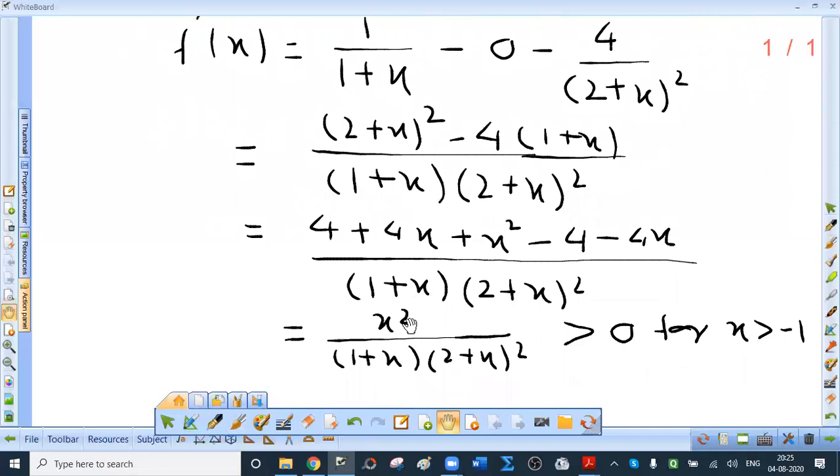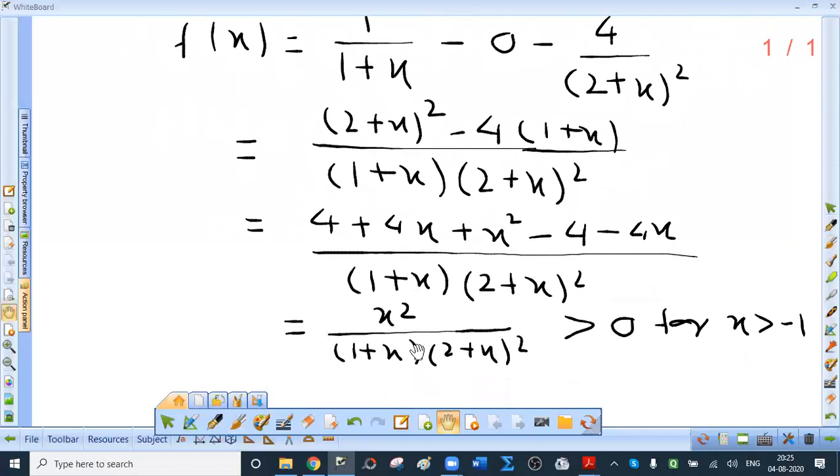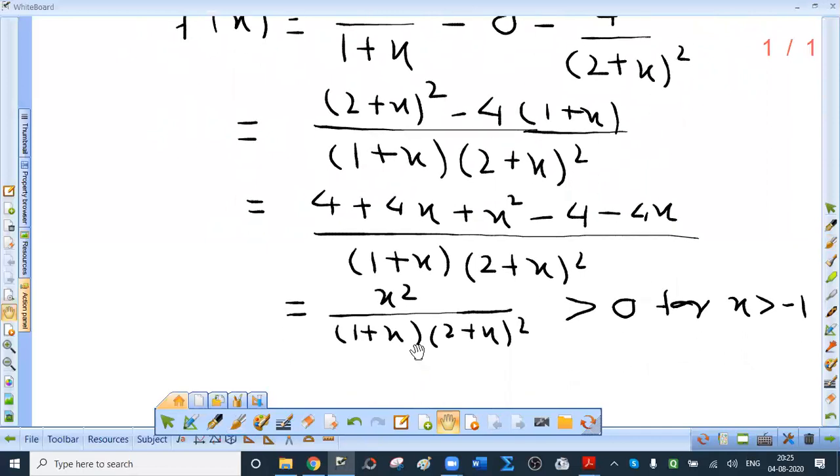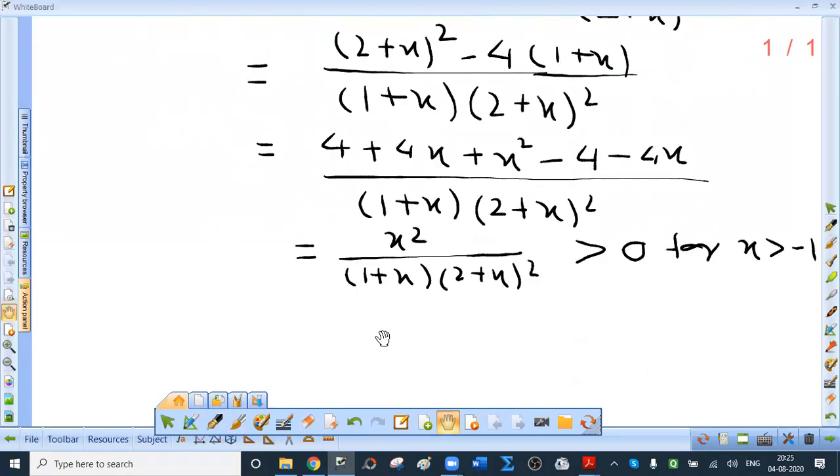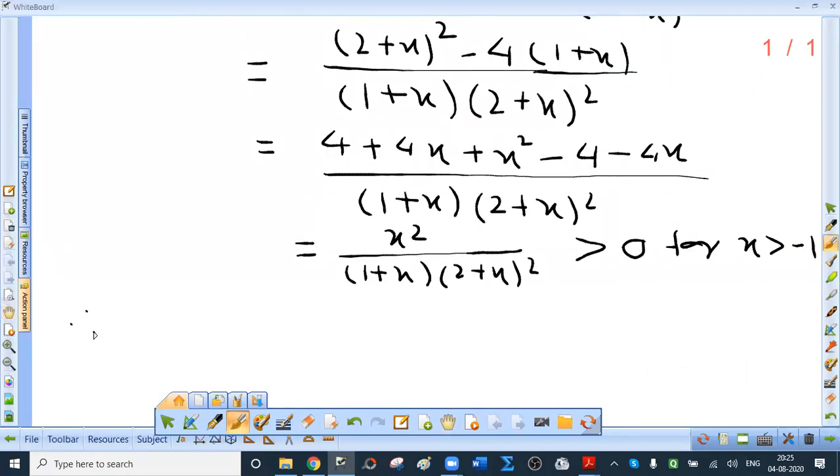And therefore we say, do you agree with me? Can this be negative? x square over 1 plus x. Now x is greater than minus 1. So 1 plus x cannot be negative. Square is always positive. So what is the conclusion? Therefore I have to say f is increasing. f is increasing on its domain.